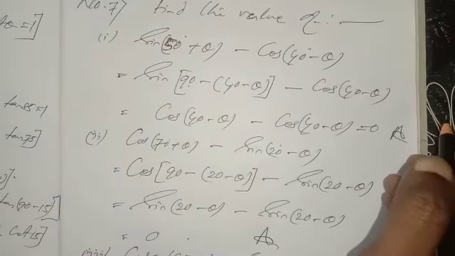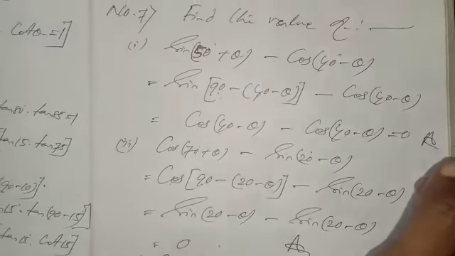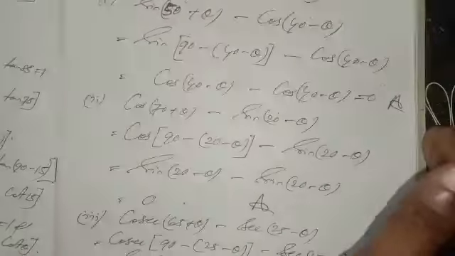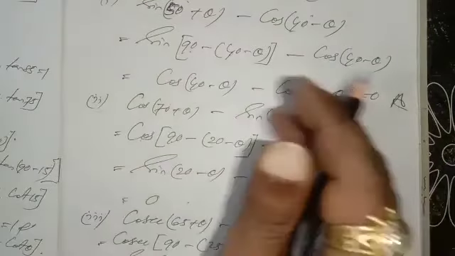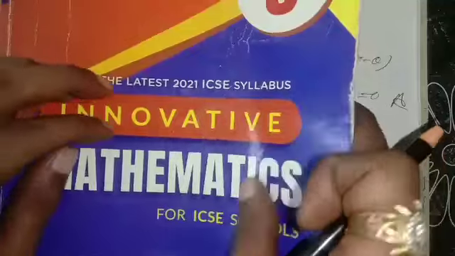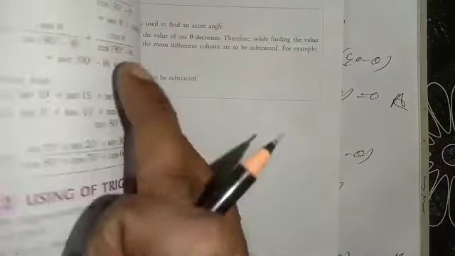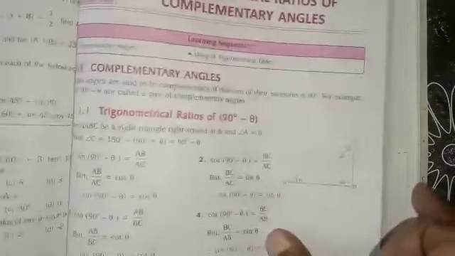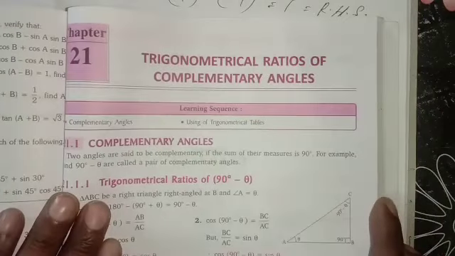And question number, first part, second part, third part, today I have completed from Exercise 21A from the book Innovative Math Books for class 9. Exercise 21A. The chapter name is Trigonometrical ratio of complementary angle. Just to see, trigonometrical ratio of complementary angle, the chapter name is trigonometrical ratio of complementary angle. Okay.